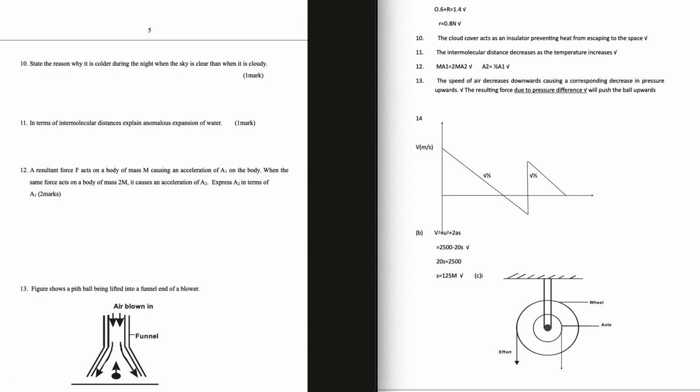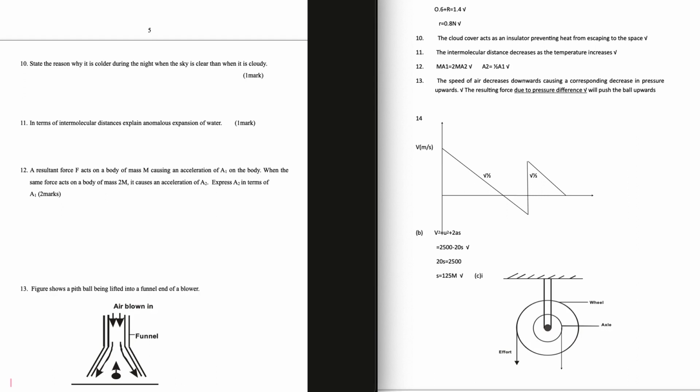Question 11. In terms of intermolecular distances, explain anomalous expansion of water. The intermolecular distance decreases as the temperature increases.